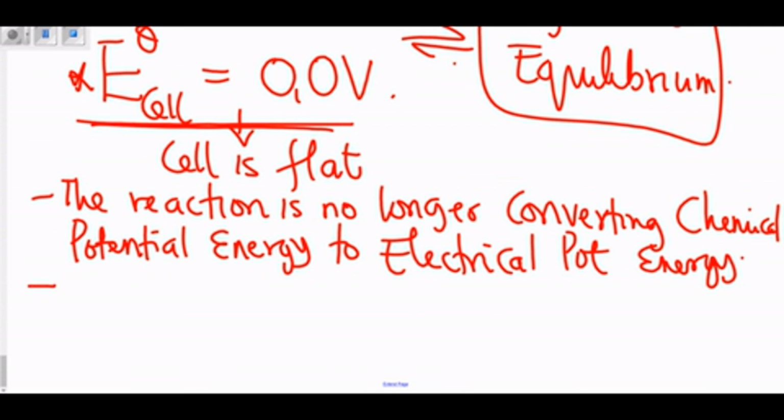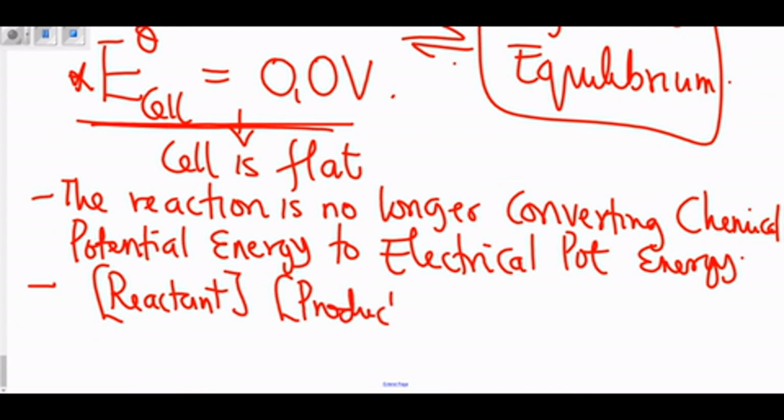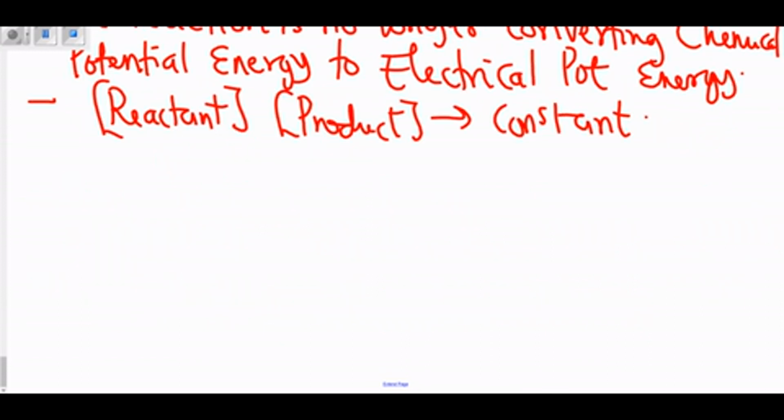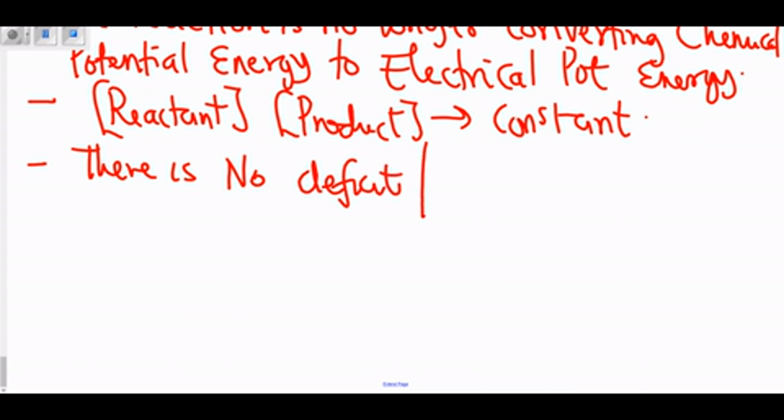All right? Then we say that the concentration of the reactants and the concentration of the products are now constant because equilibrium has been reached. And number 3, we can say that there is no deficit or excess electrons available for movement. And this explains it all.